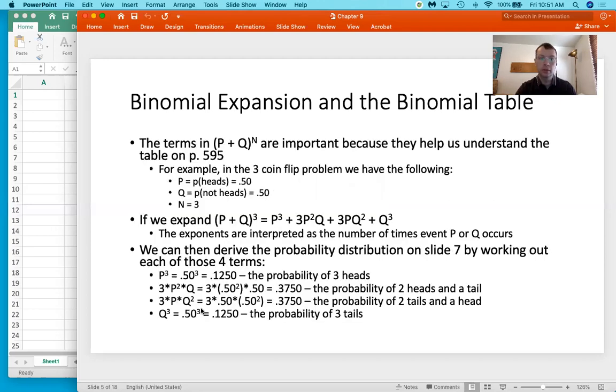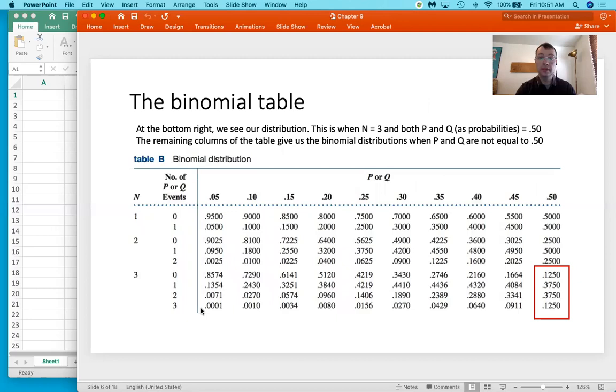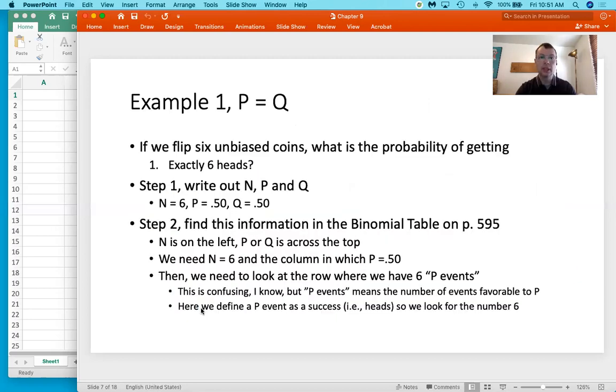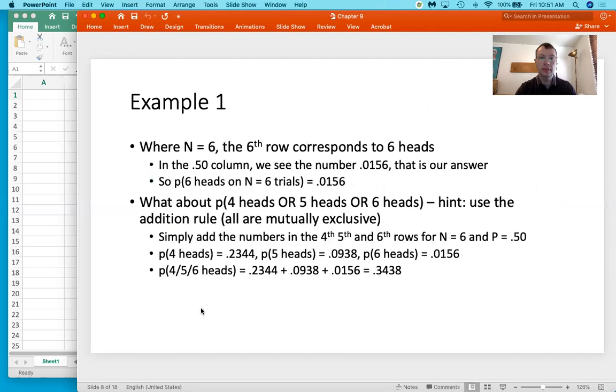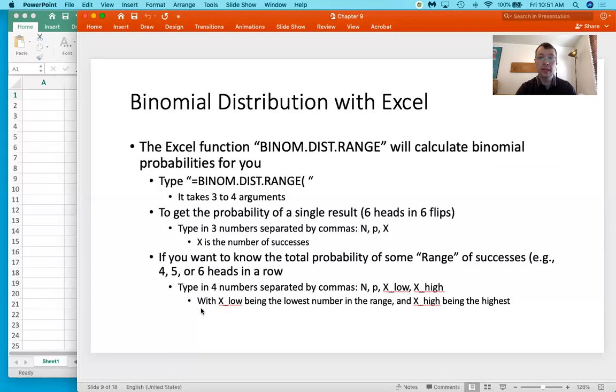In the book, we derive this, and I show you the binomial table. We don't have to use that anymore, which is kind of nice, right? Let's skip ahead to actually doing this with Excel. The Excel function that we're going to use is called BINOM.DIST.RANGE, and we're going to type it out like this. It takes 3 to 4 arguments. Remember, an argument is just information we give to the function. You'll see what I mean in a minute.